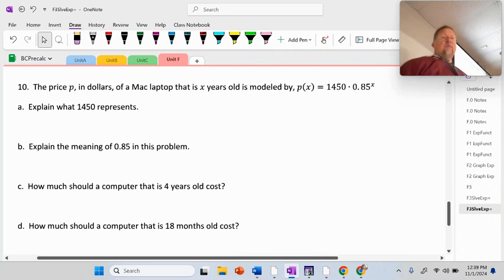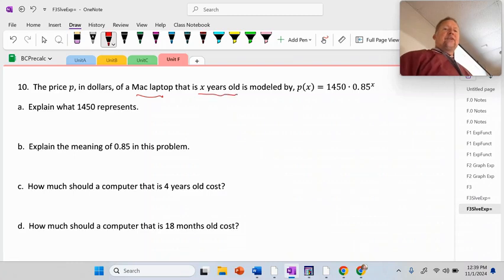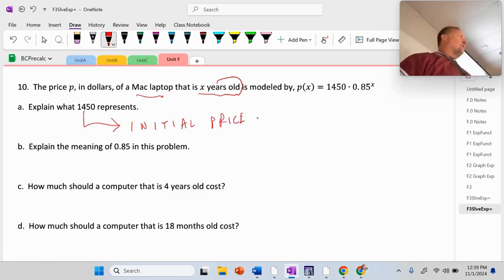And then what's the price P in dollars of a Mac laptop that is X years old? Modeled by this. What's the 1450 represent? Anyone? This is about true, by the way. The initial price. I don't know what they are now. I think they might be very similar. Those are still pricey computers.